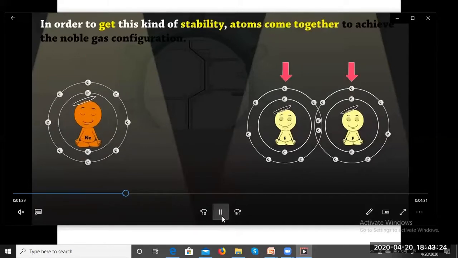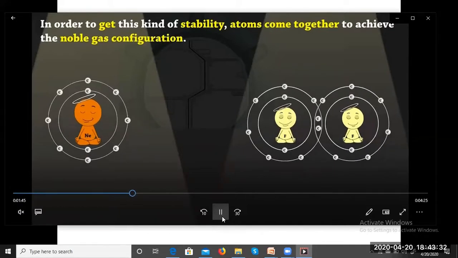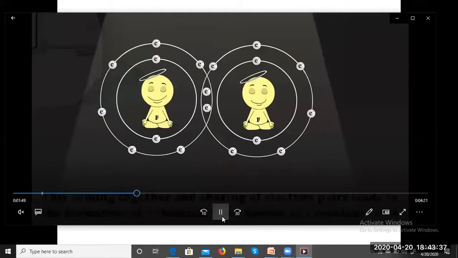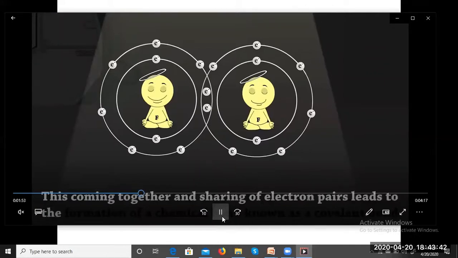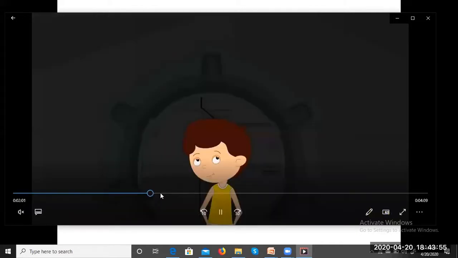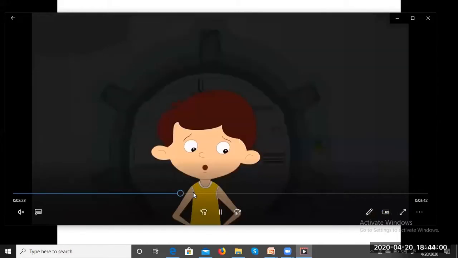By sharing of electrons. By sharing how many electrons? 1 electron each. A bit louder, Ahmed. 1 electron each. 1 electron each means a pair of electrons. And when there is one pair of electrons on sharing, it means there is a single covalent bond, right? When there is one pair of electrons on sharing, there is a single covalent bond.